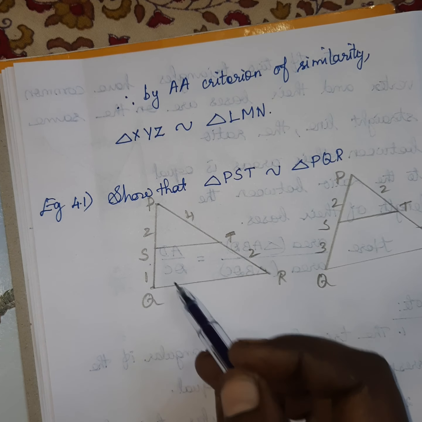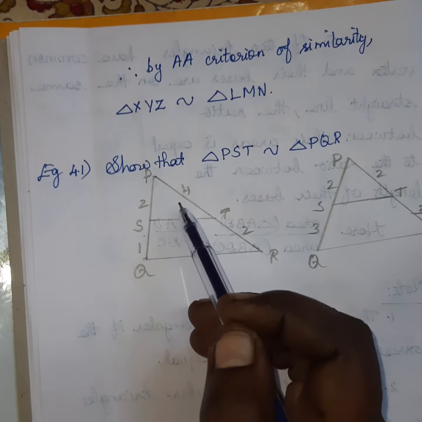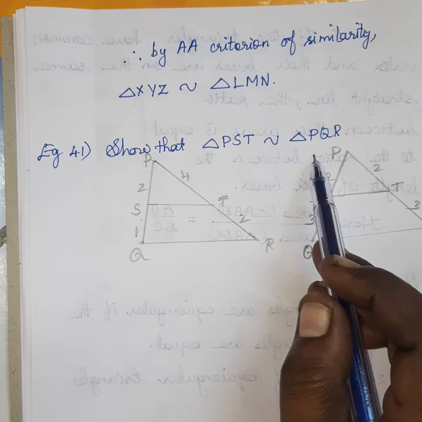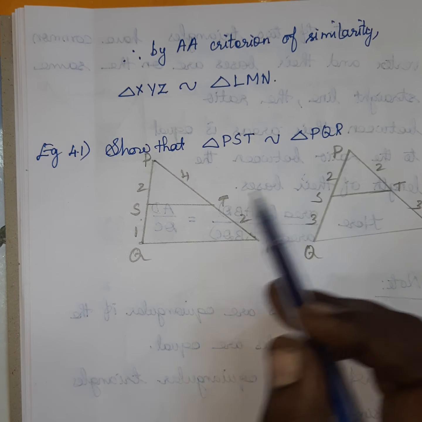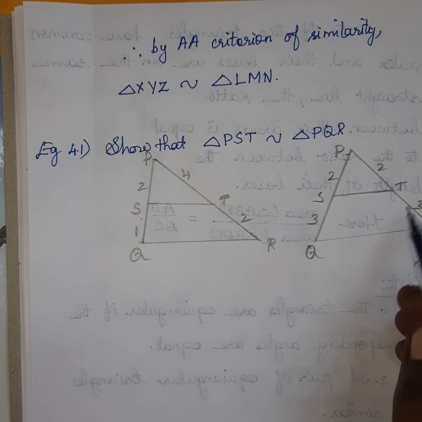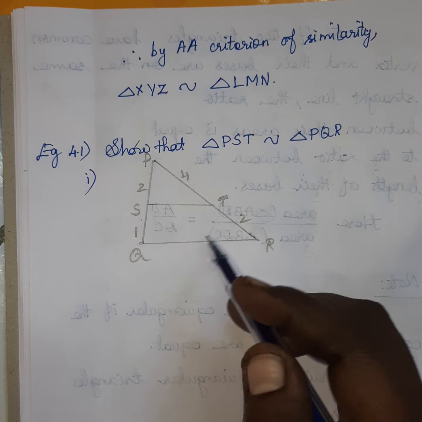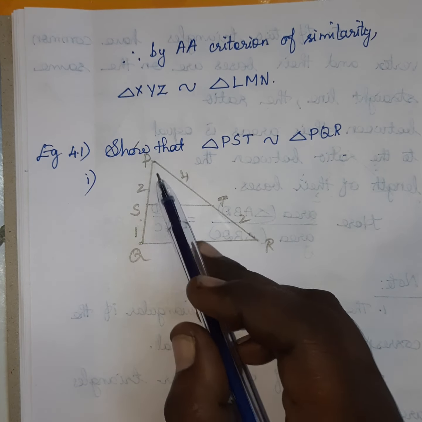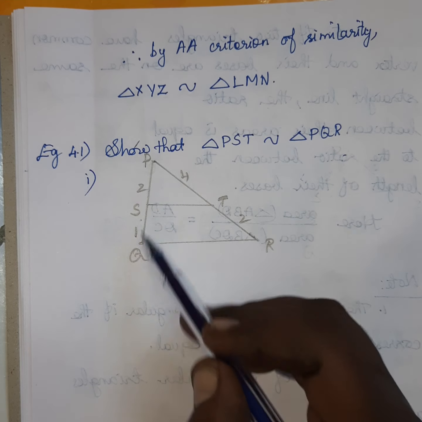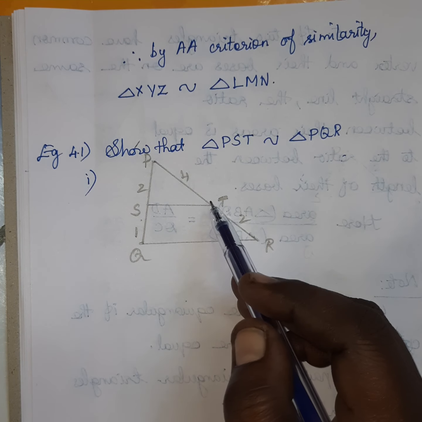Now we can continue. Example 4.1. Show that triangle PST is similar to triangle PQR. The names PQR and PST are given inside the triangles. Understood? Our question is to prove these two triangles are similar.